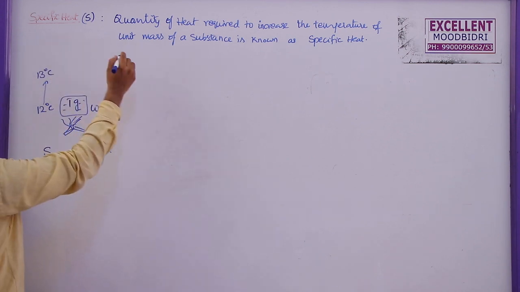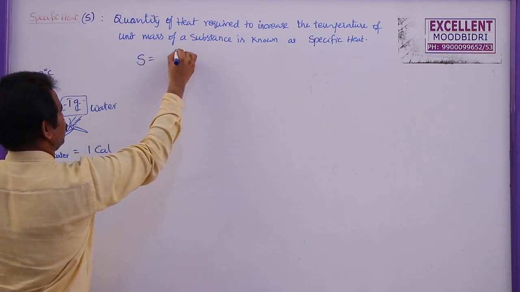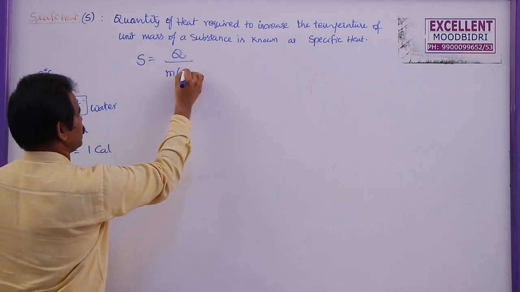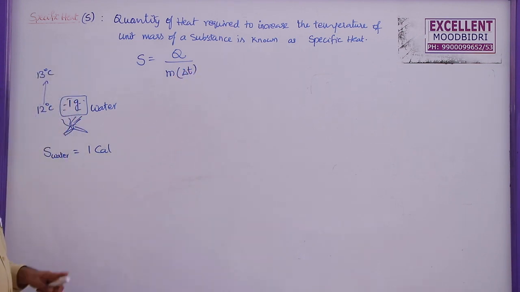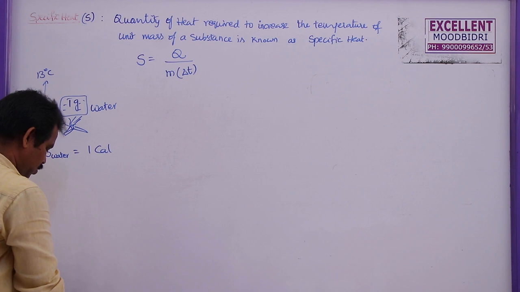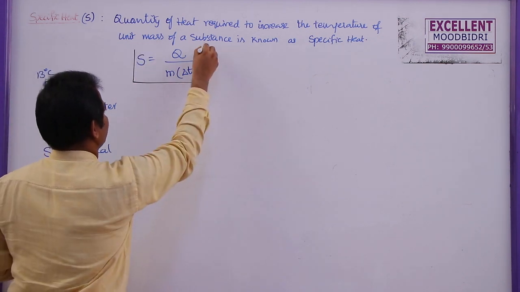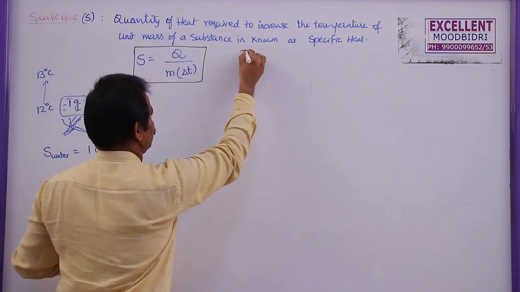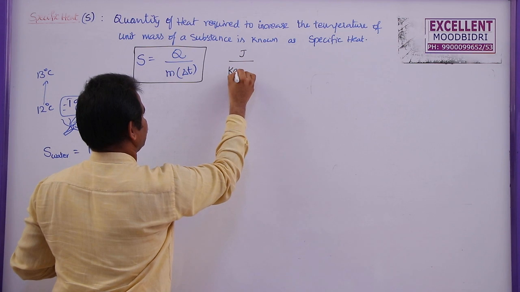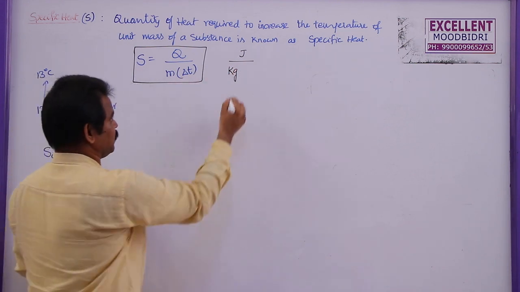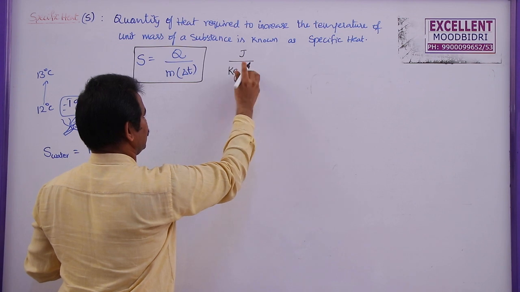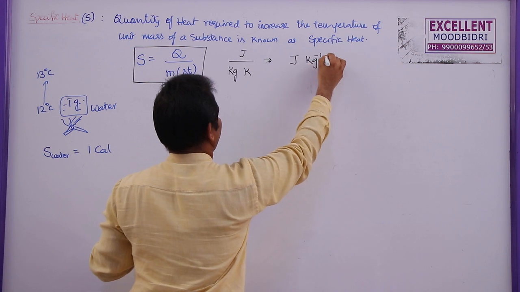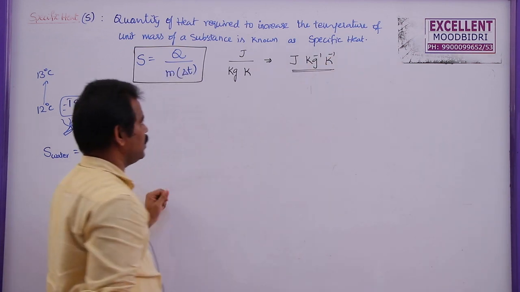While defining this, it is the quantity of heat required to increase the temperature of unit mass of a substance by 1 degree Celsius, known as specific heat. So, from this, what is the SI unit and dimension formula for specific heat? Energy is measured in joules, mass in kg, and change in temperature in degree Celsius or Kelvin. So this can be written as joule per kg per Kelvin, which is the SI unit.